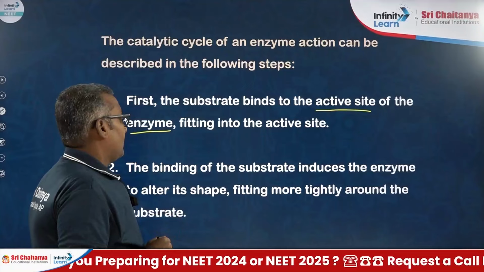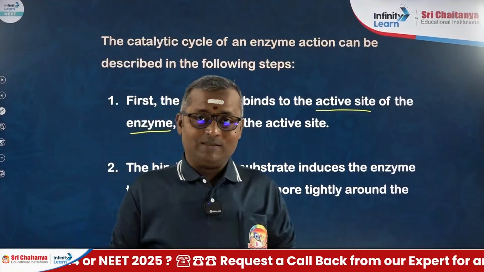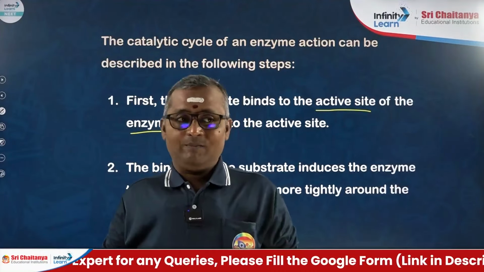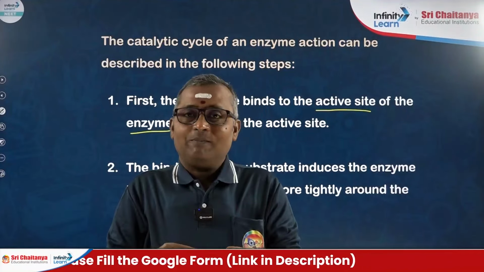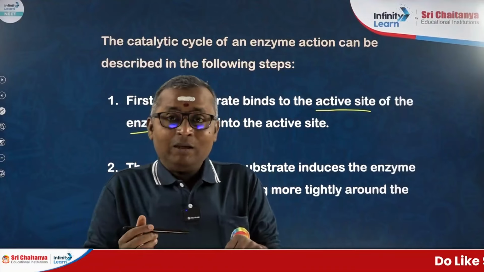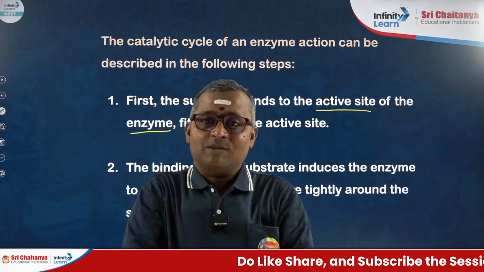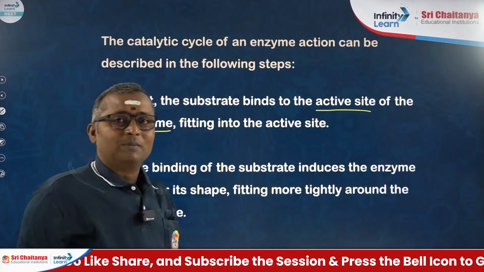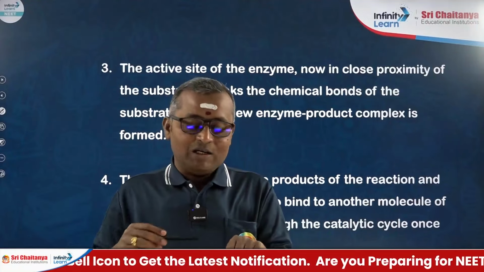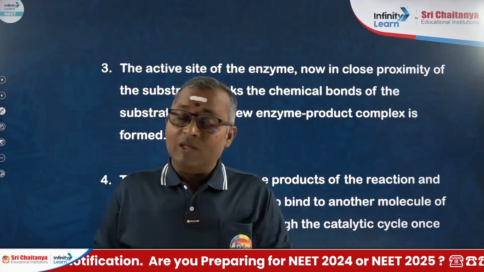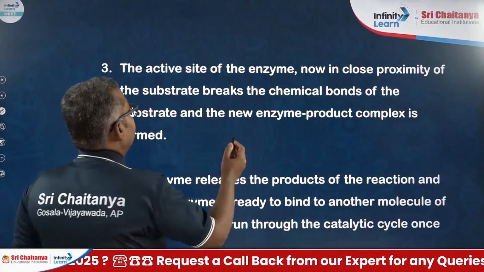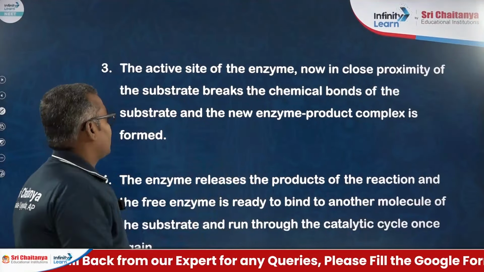In step 2, binding of the substrate induces the enzyme to alter its shape. This we have to be very careful. When substrate binds to the enzyme, it alters its shape as per the shape of the substrate, fitting more tightly around the substrate. This is what happens in the second step. In the third step, the bond breaking, now the active site of the enzyme, the catalytic site of the enzyme, is in close proximity with the substrate. Therefore, bond breaking or making will take place. As a result of that, ES complex formation and EP complex formation takes place.